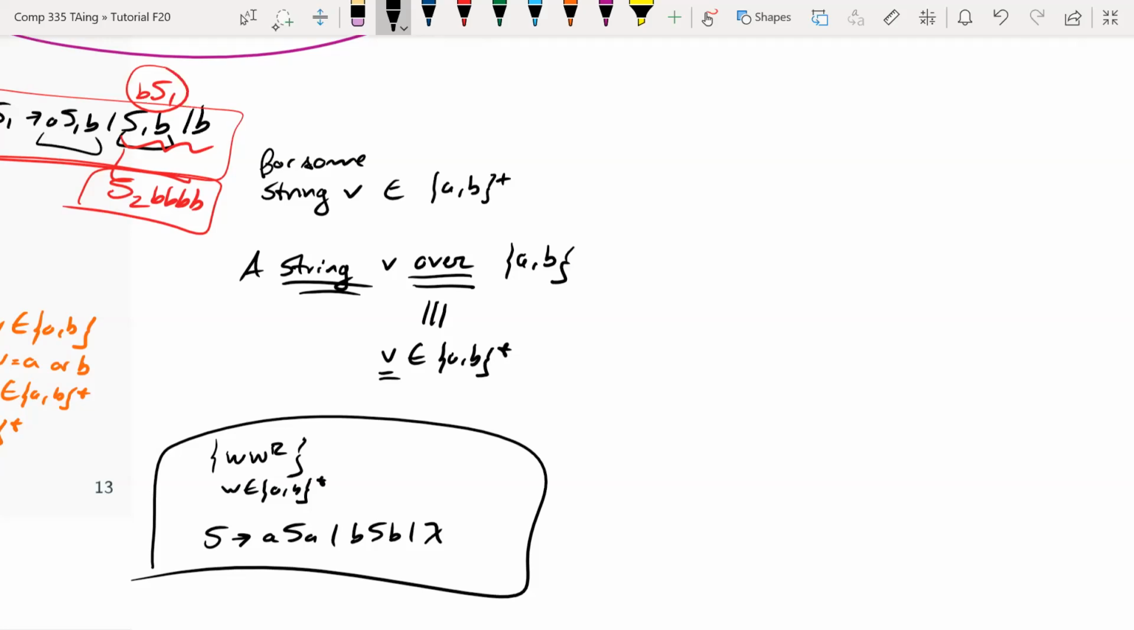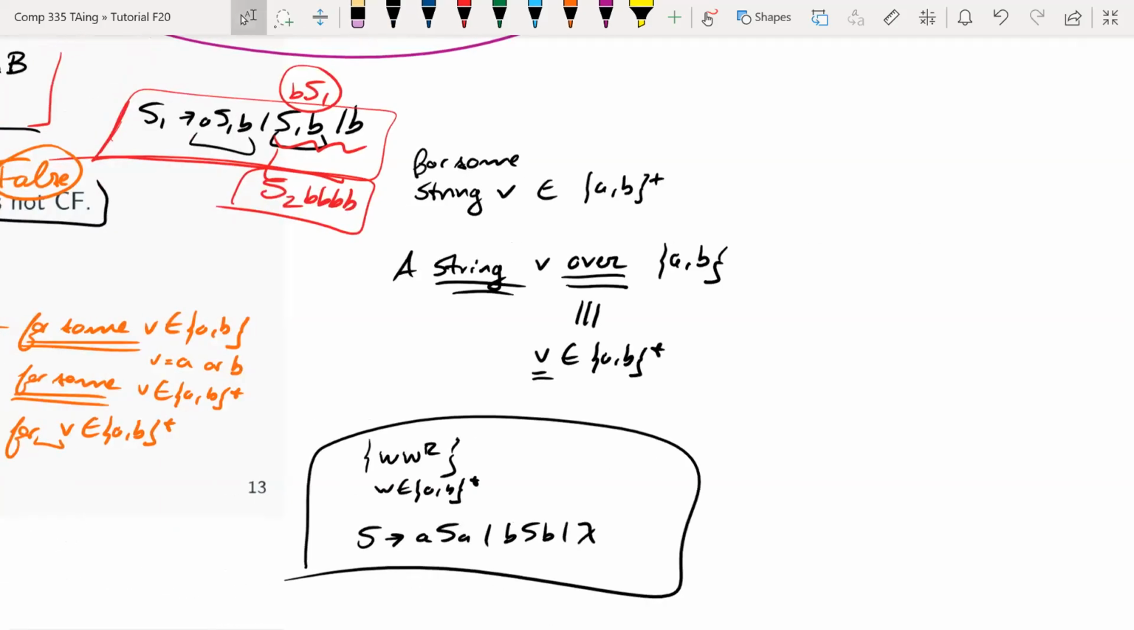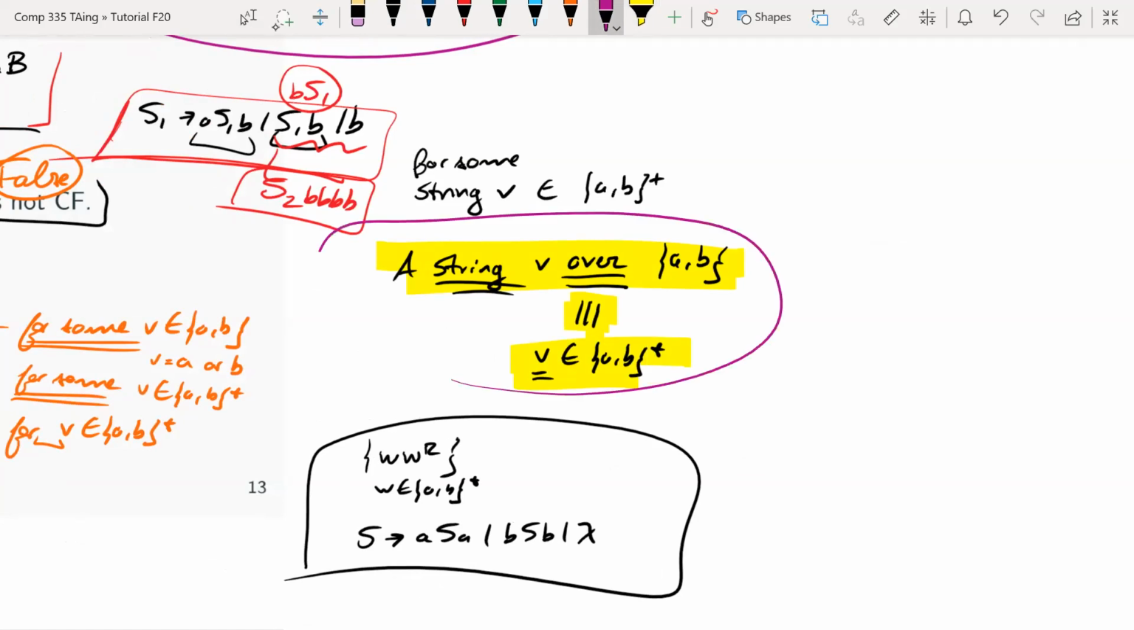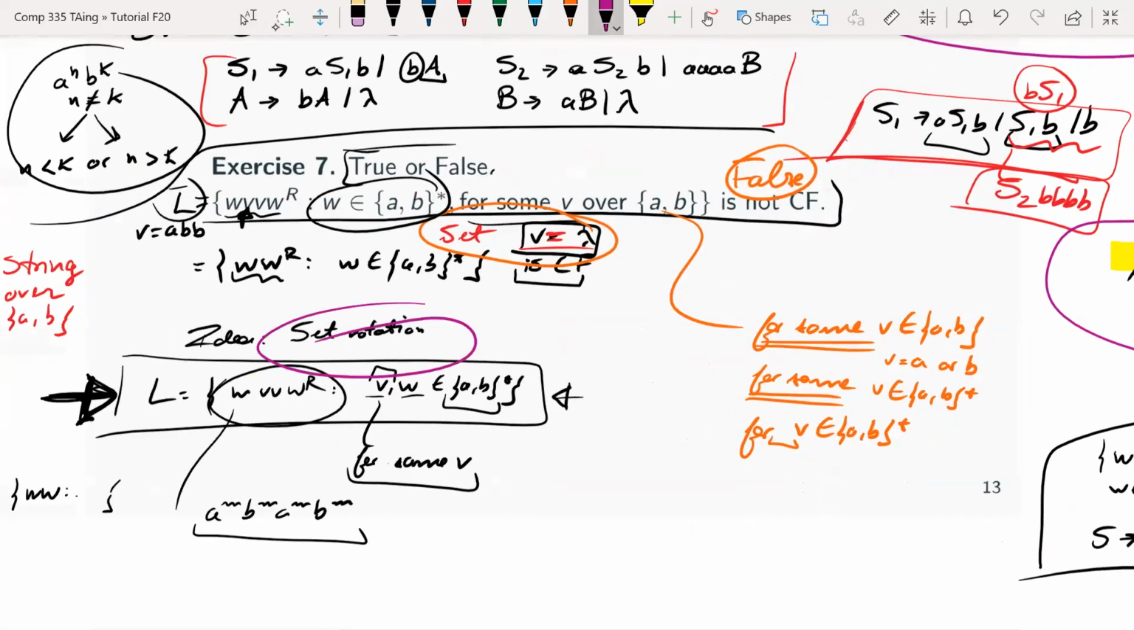Is that all the questions? Okay. A string V over AB is logically equivalent to V is in AB star. That's what it means; it is not more complicated than this. If I missed any questions, let me know. So that's why I said the main idea to take away is set notation. For some was the key here. It's for some particular V that you can pick that made it context free.